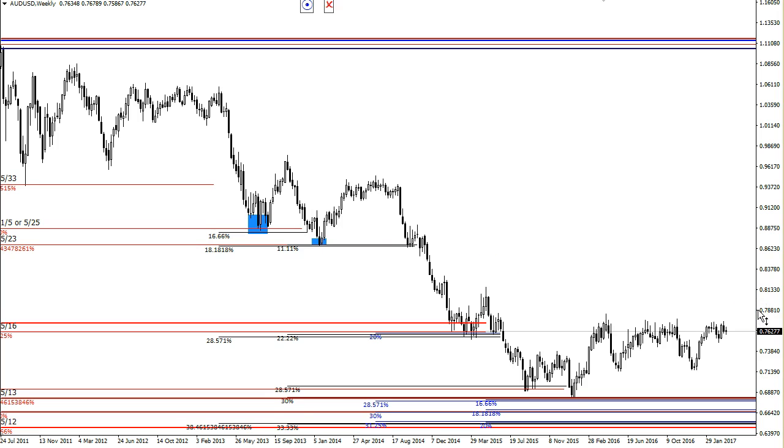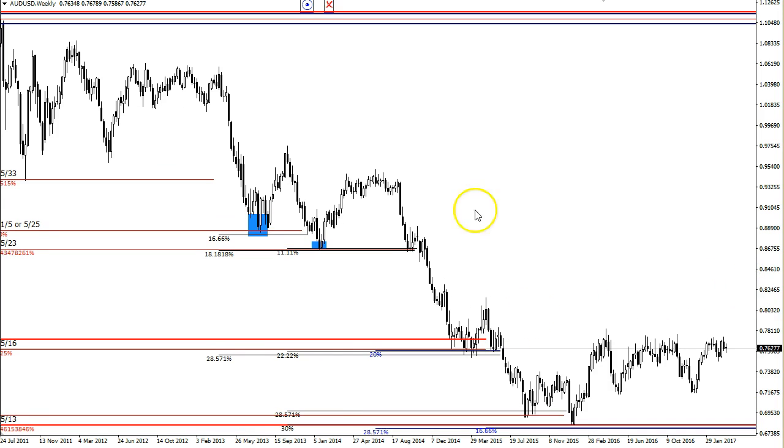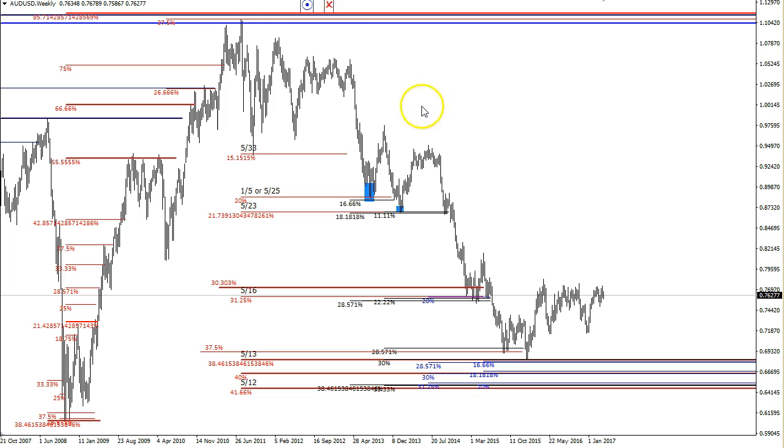So this is very interesting, and you can see this is the levels that I should be watching in the future when it comes to trying to buy AUDUSD and hold it for a long time. So this is the levels I should be interested in: 40% overlapping with the 30 and 18.18. I'm more interested in 41.66 and 38, 31 and the 20%.